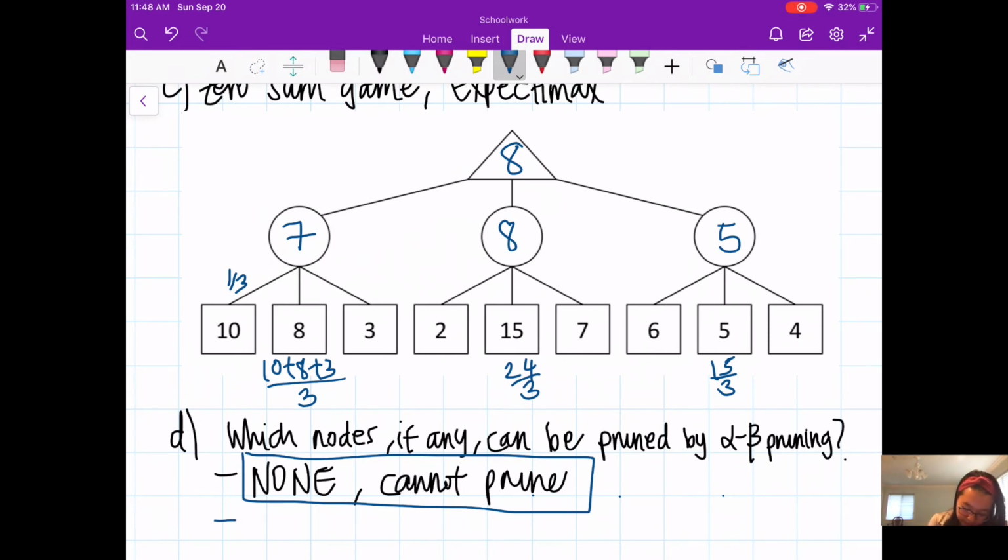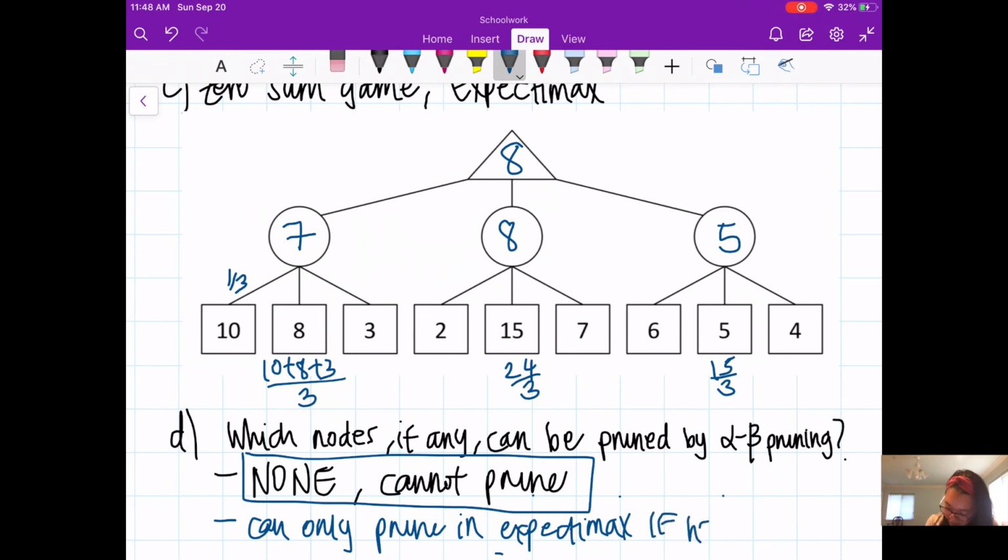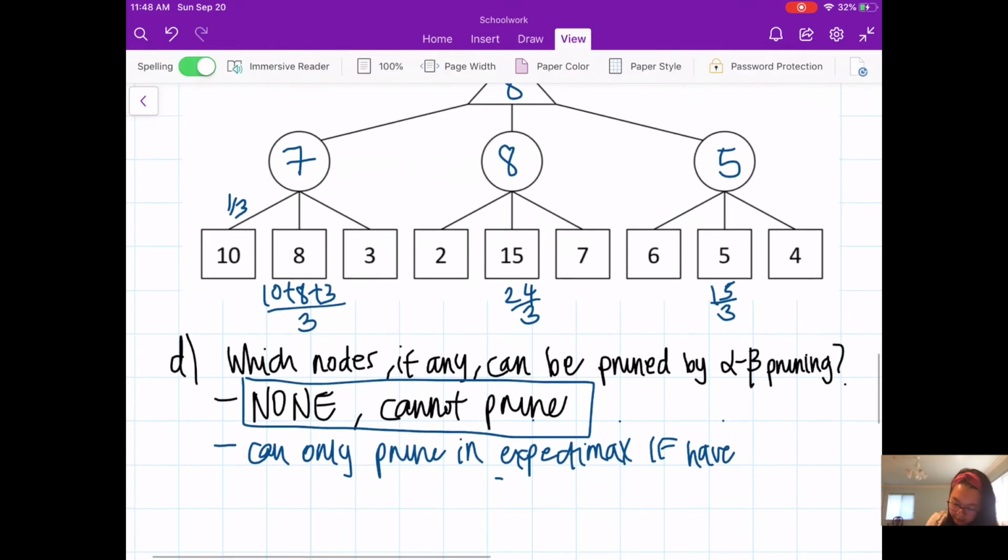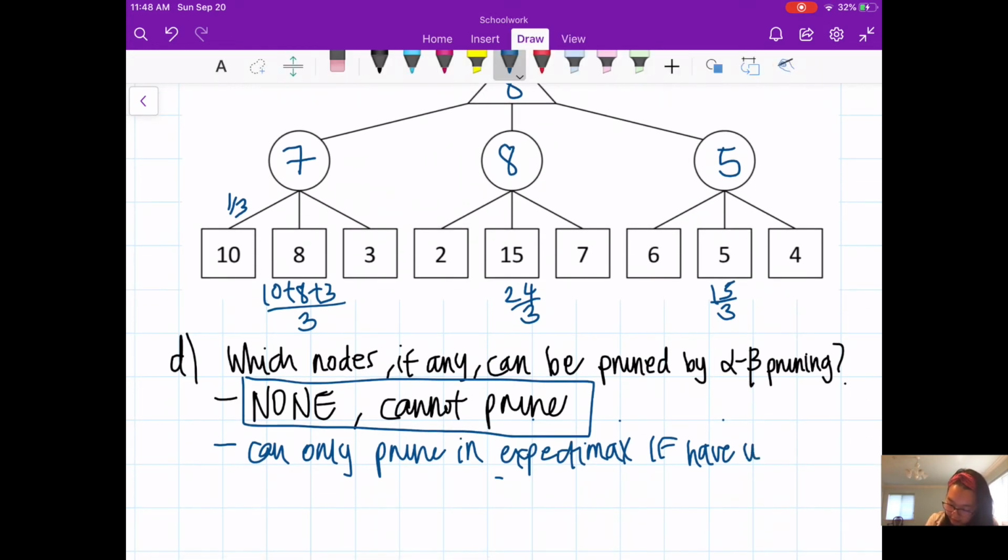So let me actually just note that down. Can only prune in expectimax if you have utility upper bound, because then you're usually just using that bound as your calculation points.